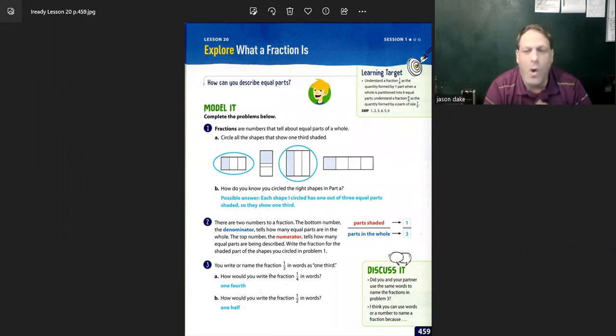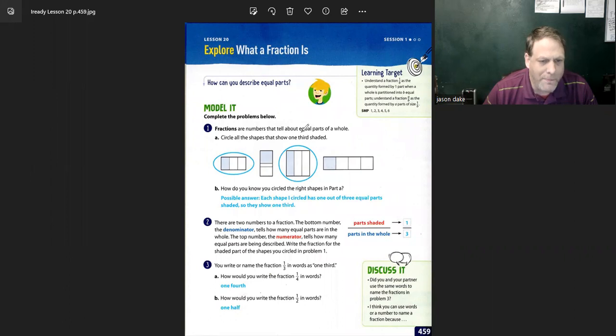All right, let's explore what a fraction is. This is going to be on page 459, Lesson 20, Session 1. That blue label up there usually means it's classwork. Green label, homework. Blue label, classwork. Let's describe its equal parts. Let's model it. Continue the problems below. Let me get my trusty pencil. Fractions are numbers that tell all about equal parts of a whole.